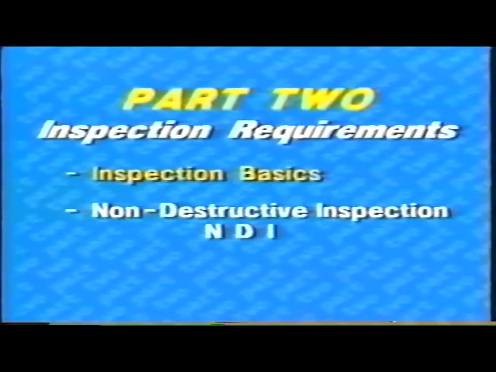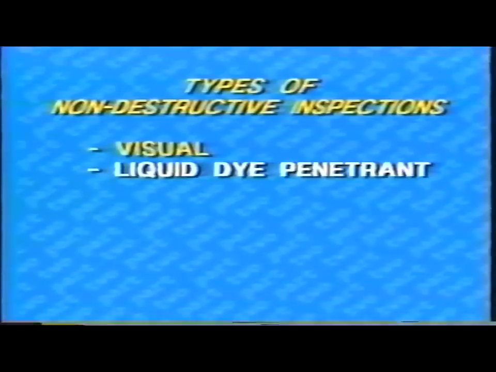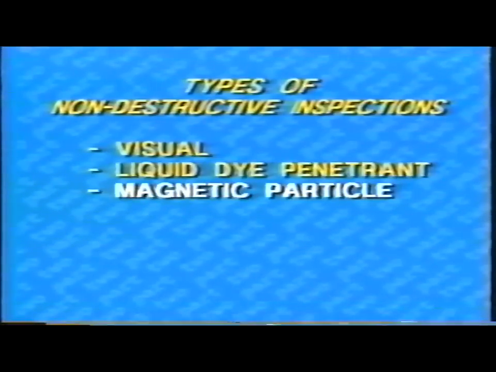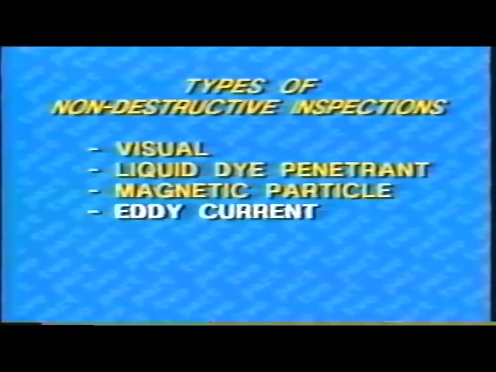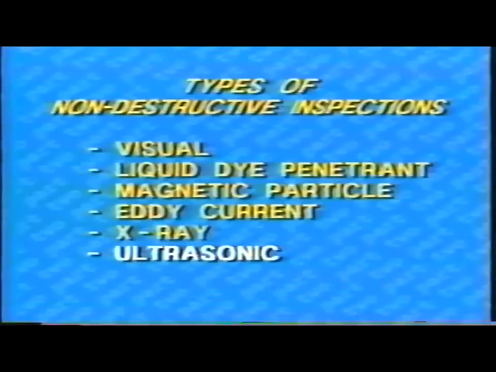Non-destructive inspection, NDI, allows you to inspect for corrosion without doing damage to the aircraft itself. Several types of NDI are listed in your AC 43-4A, and we will discuss 6 of them. They are visual inspection, liquid dye penetrant, magnetic particle inspection, eddy current inspection, X-ray inspection, and ultrasonic inspection. We will look at each one briefly.